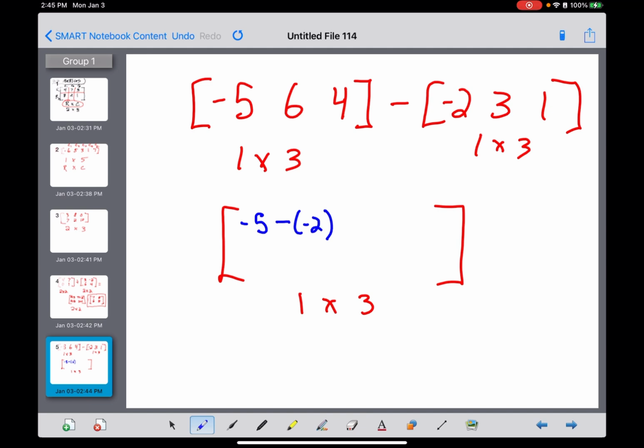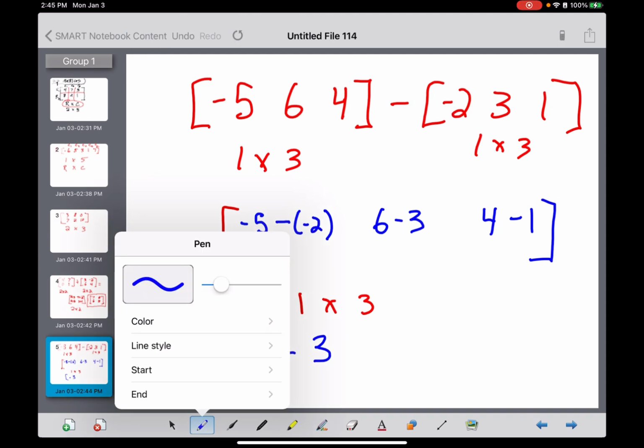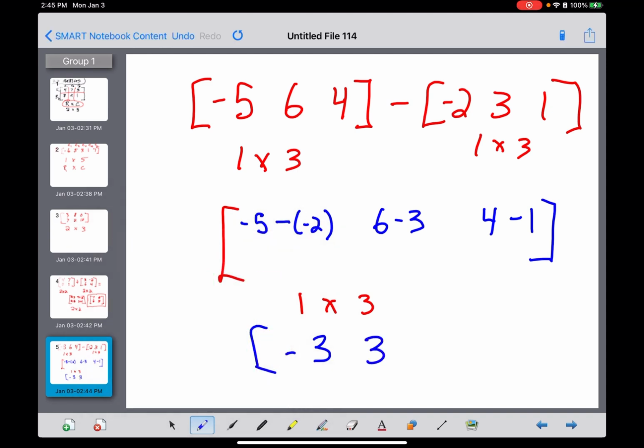It's going to be, me running out of room, erase. It's going to be 6 minus 3 and 4 minus 1. So you have to put those things in there. -5 minus -2 is -3. 6 minus 3 is 3. 4 minus 1, that's really weird. 3 and 3. Like I tried to do that.